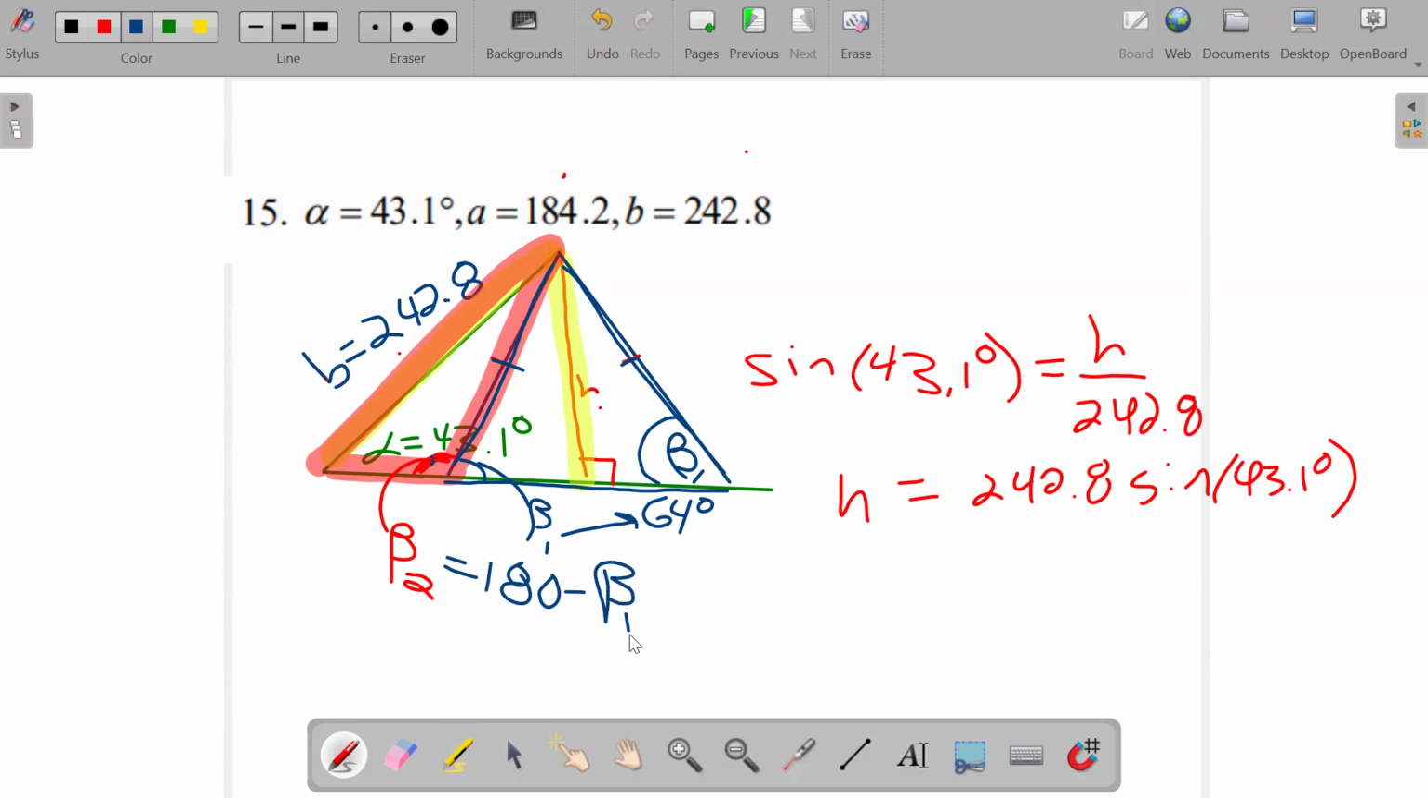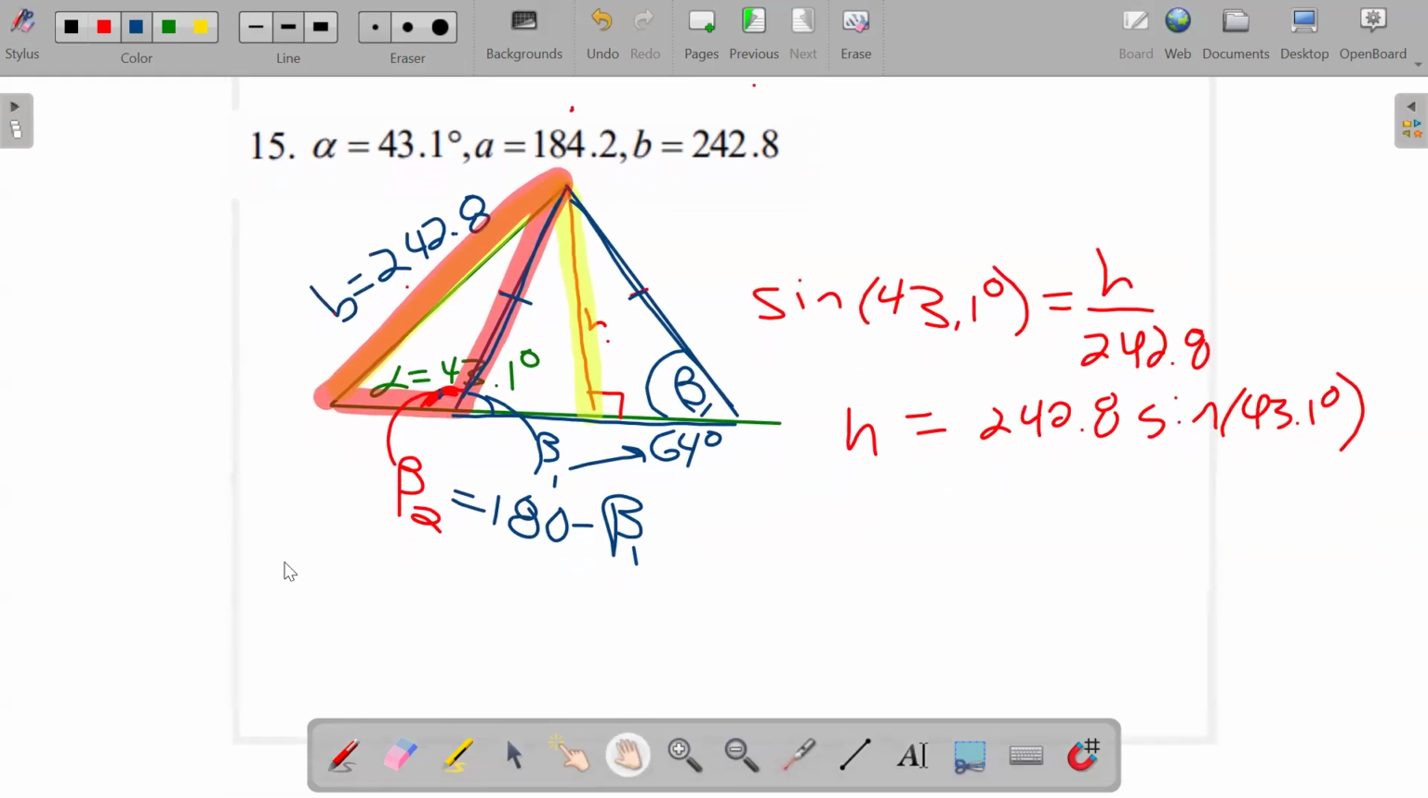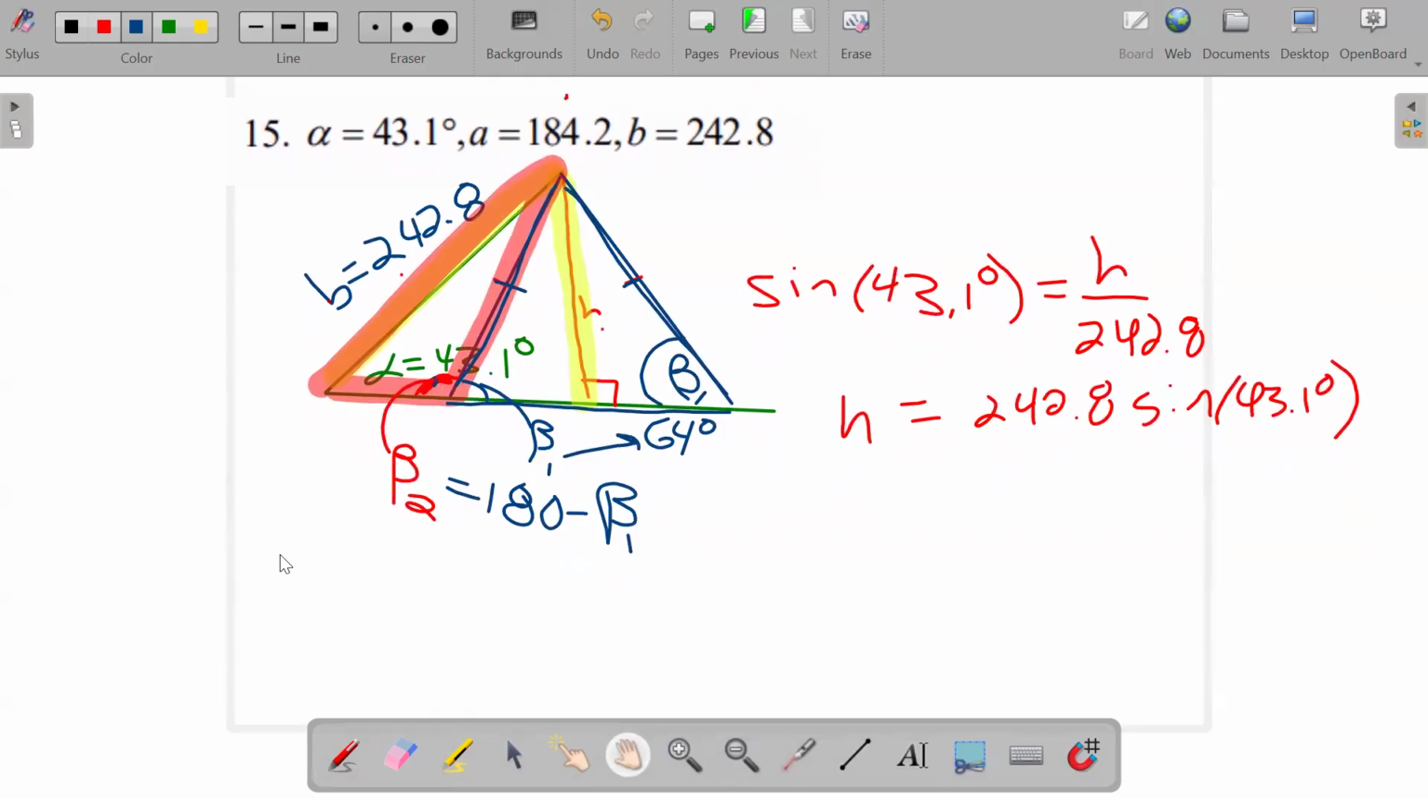So that's going to be my second triangle. It turns out there are two triangles in this case. Let's calculate the rest of that one. Don't worry, I miss this all the time too.